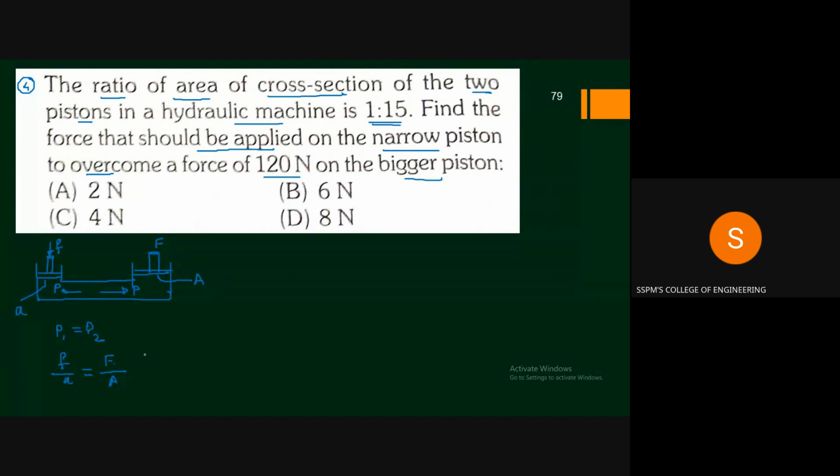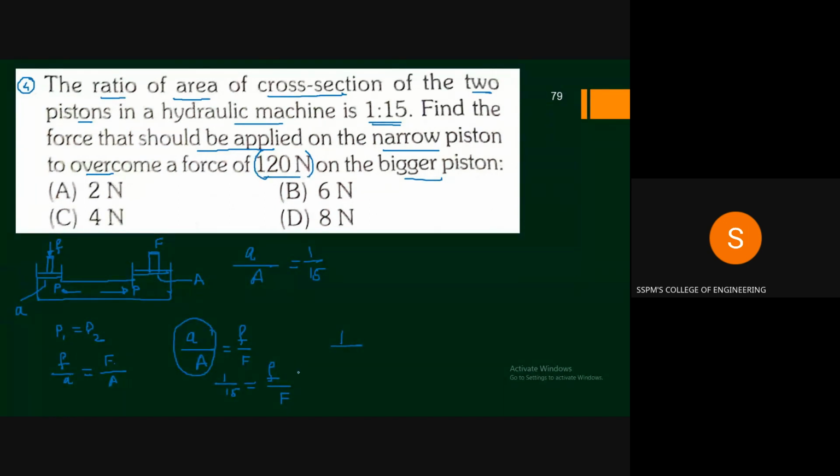So if I write the ratio, the ratio given here is of the smaller piston to the larger piston. So write the ratio as small a upon capital A. This will be equal to small f upon capital F. So this ratio a upon A is given, 1:15 means 1 upon 15. So just write here 1 upon 15, equal to small f upon capital F. Now the force on the bigger piston is given. This is equal to 120 Newton.